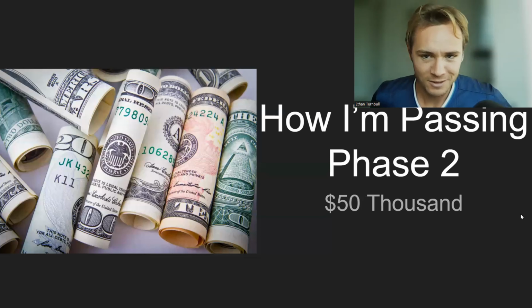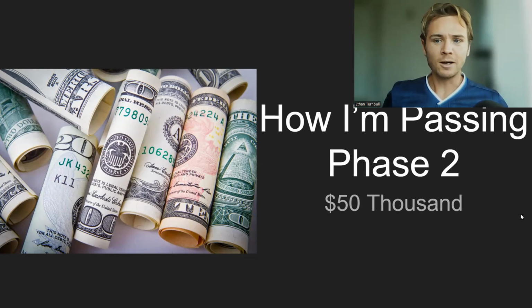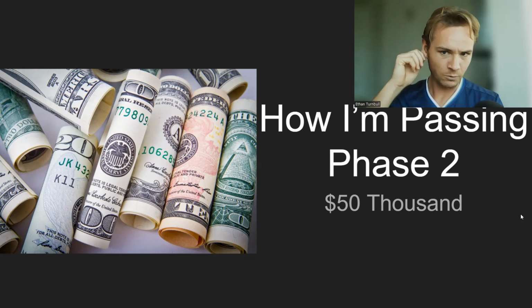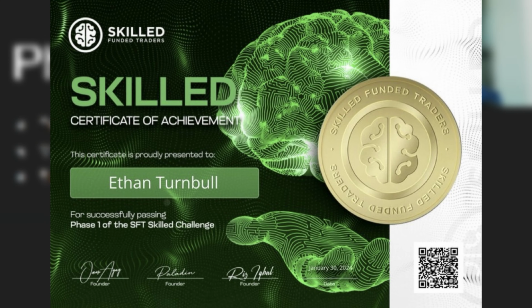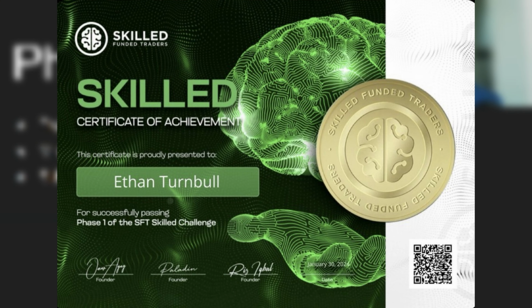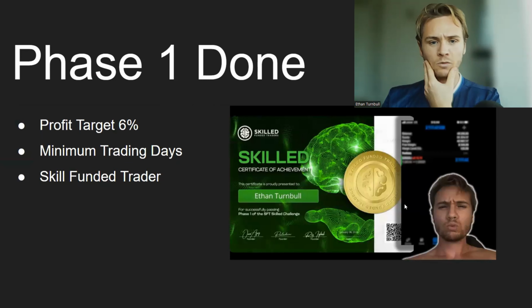Welcome back, everybody. So in this presentation today, I'm going to go through how I'm passing phase 2 of my 50K account. Now, I already passed phase 1. That's done. The profit target was 6%. I hit the minimum requirements needed for the trading days, and I went with Skill Funded Trader.